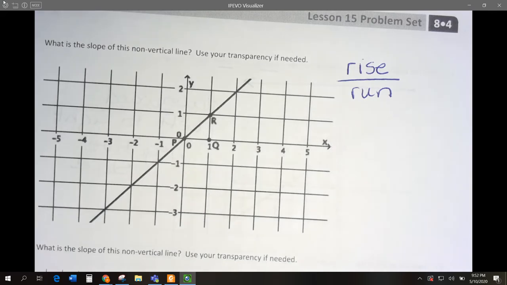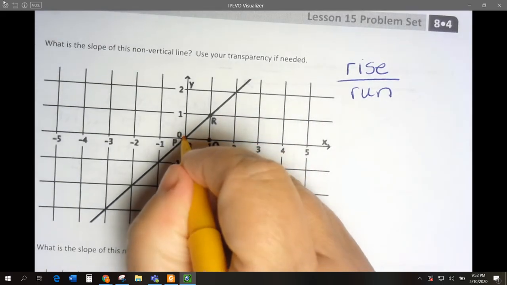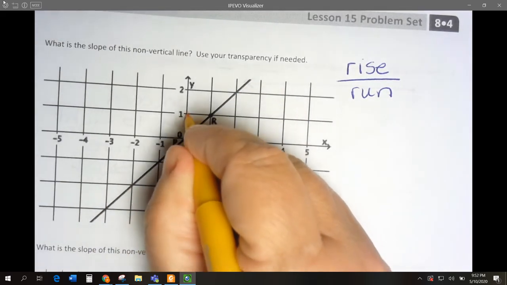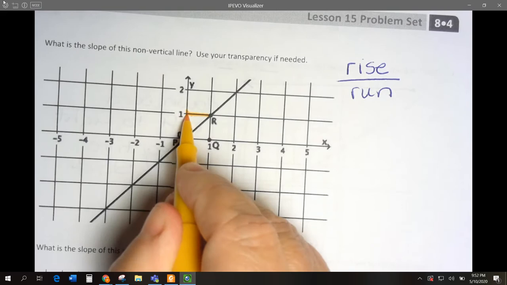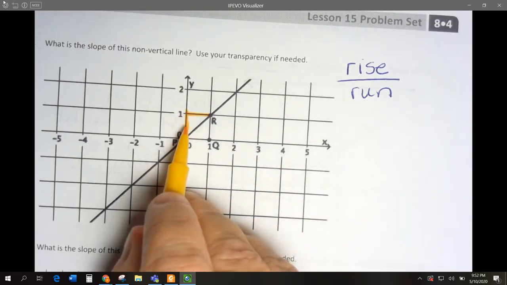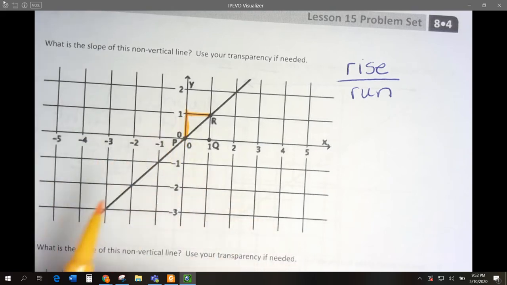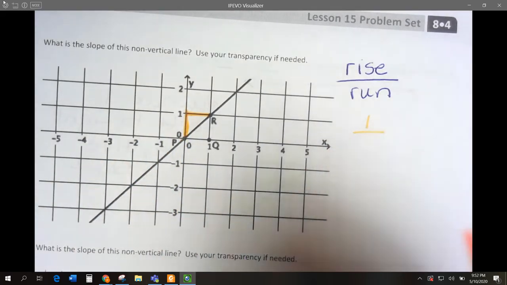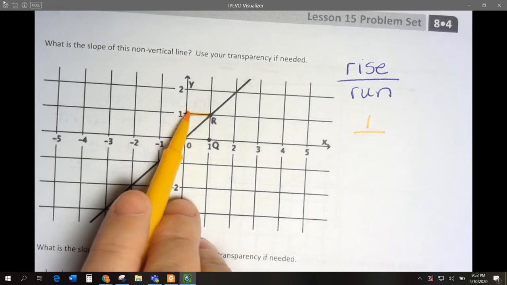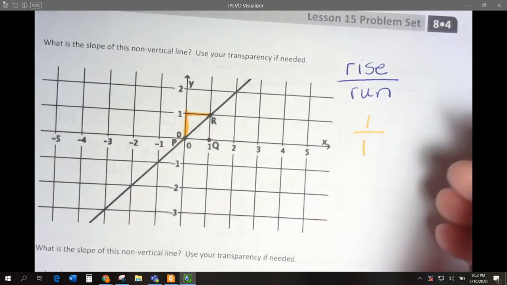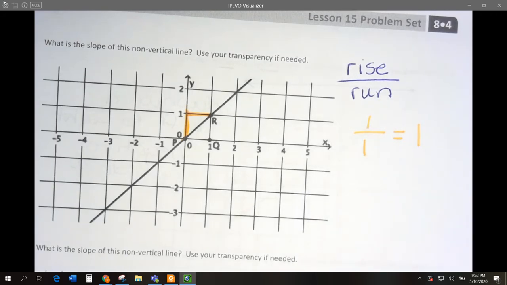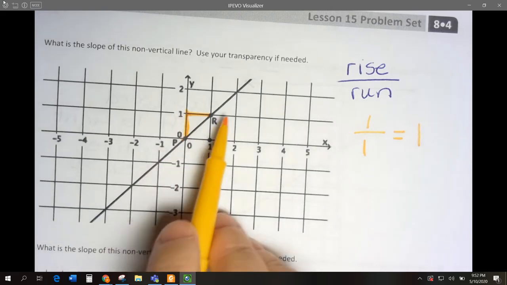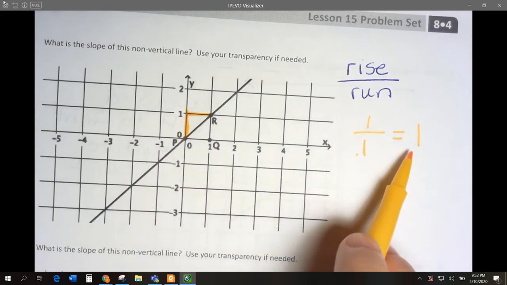So we want to draw a triangle with our line that shows our rise over our run. So for here, our rise is going from 0 to 1. So we're going up 1. And our run is from 0 to 1. So we're going over 1. So our rise over run is 1 over 1, which, by the way, we can simplify to be just 1. So this graph has a slope of 1 over 1, or the slope of 1.